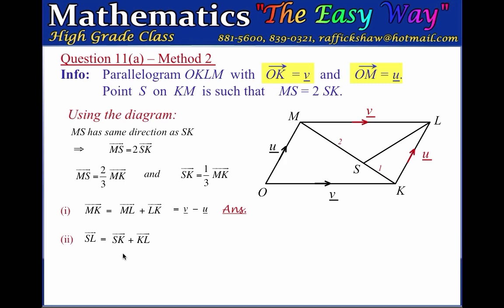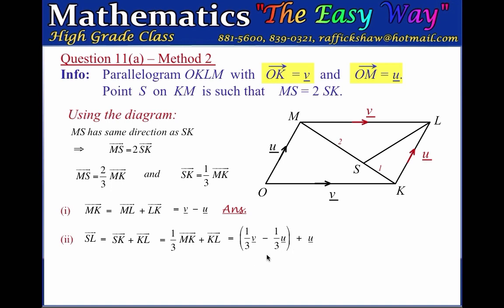So we're going to rewrite this equation and replace the SK with 1/3 MK. And so SL is now equal to 1/3 of MK plus KL. The KL is obviously U from here, and the 1/3 MK now becomes 1/3 of this. This is MK, and now we want 1/3 of this MK. So 1/3 of MK will become 1/3 V minus 1/3 U. So now we can show that. This is 1/3 MK, 1/3 V minus 1/3 U plus KL, which is U.